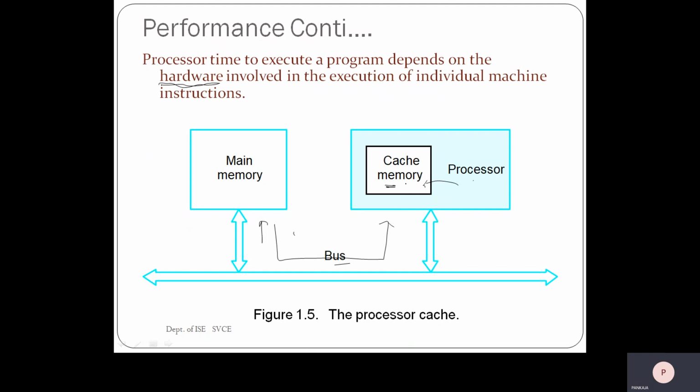Okay. In case after some time, there is a possibility that the processor may request the same data. In that case, if it is already fetched, that copy is going to be available in the cache. So it is going to transfer that data directly from cache memory to the processor. So in this case, what happens? The memory access time can be reduced.